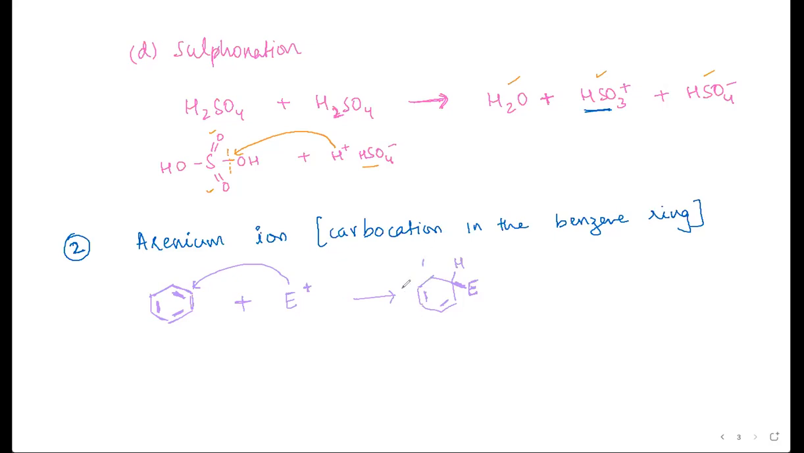I'll number these carbons 1, 2, 3, 4, 5, 6. On which carbon should the positive charge land? Which carbon will get the positive charge? Yes. So you get the carbocation formed on the adjacent carbon, because this has taken the electrons towards itself. So now the first carbon is deficient in electrons. So that's how you get this carbocation.